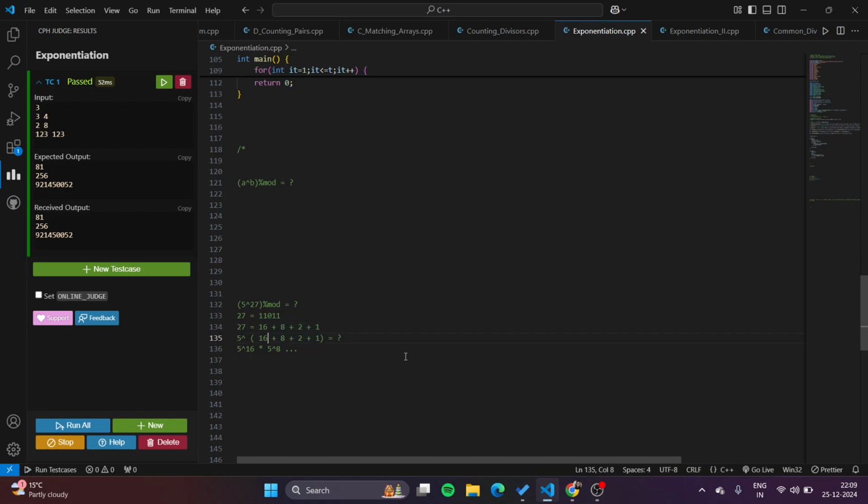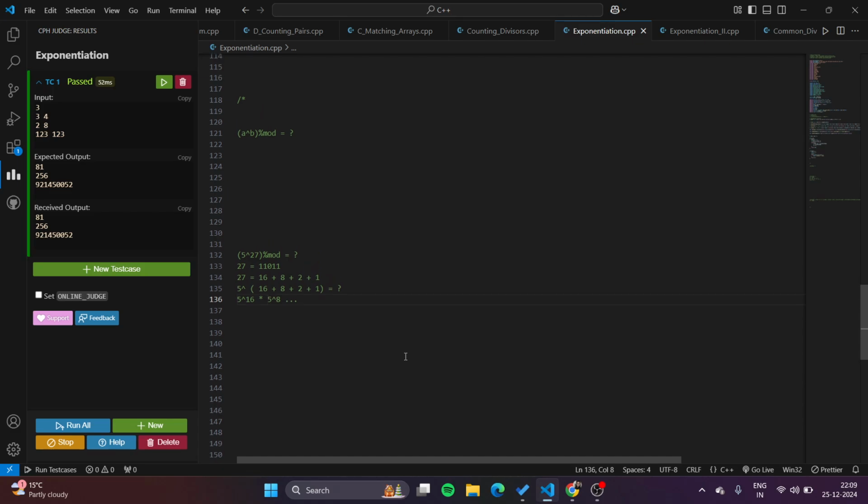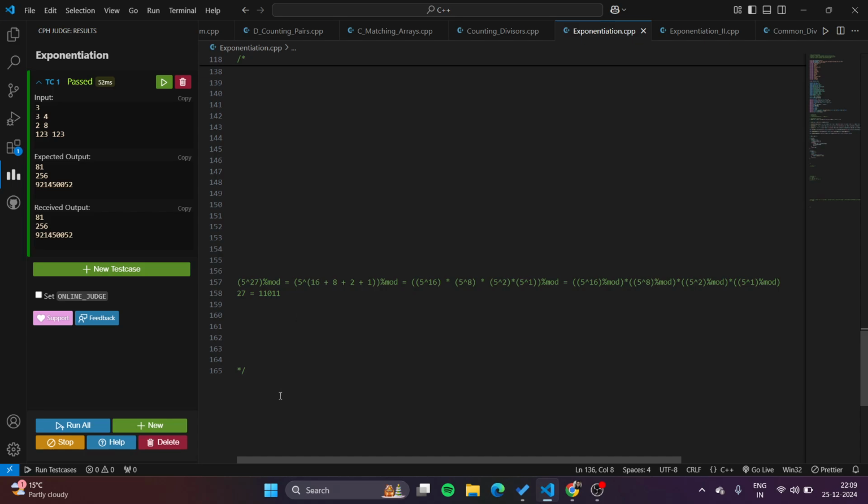So this is far easier than n steps. At max it will take you 32 steps, that is basically log of 10 to the power 9, which gives you roughly about 32, right? And so this is far easier. And yeah, so 5 raised to the power 27 breaks down to this. And then also you'd have to do the modular arithmetic properly. Now I'll show you the code.